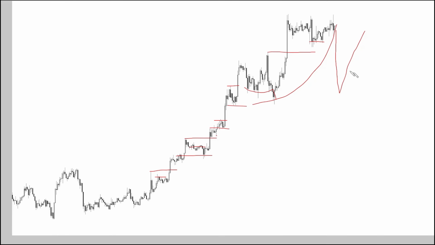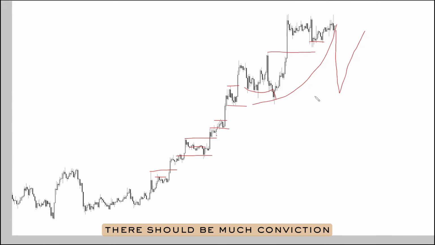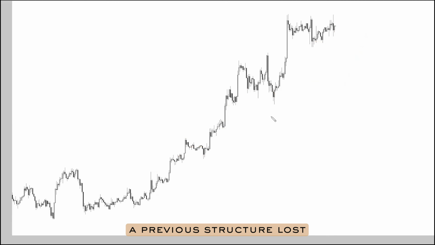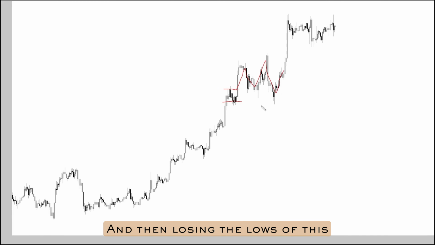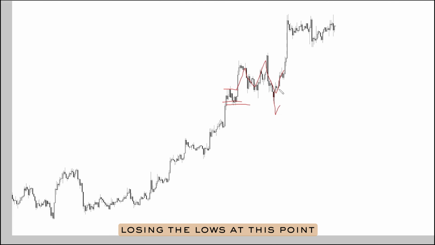All right, in order to say that there should be much conviction in taking any type of short, you need to have a previous structure lost. So for example, what that would have looked like is us moving from this structure to within this structure, okay, and then losing the lows of this. So for example, losing the lows at this point.